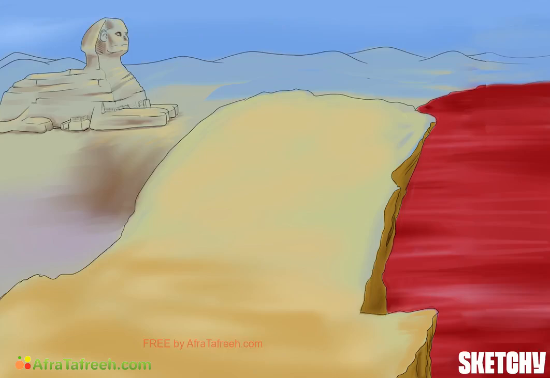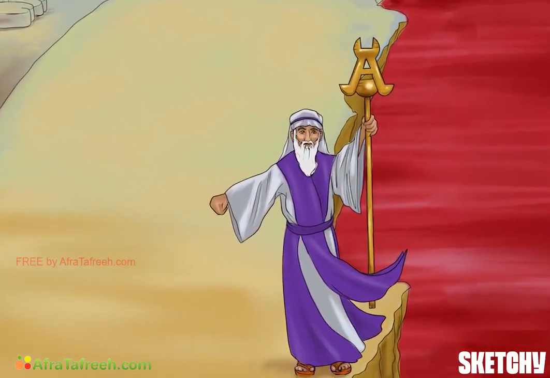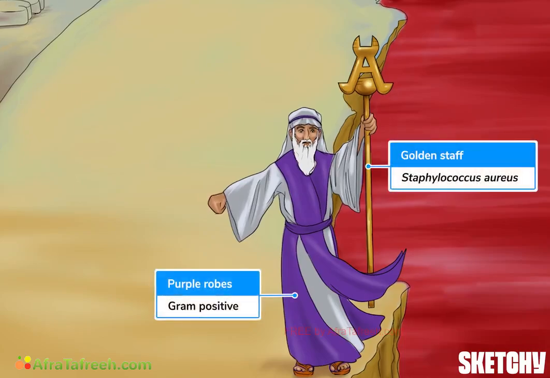So we took this idea of it being a golden staphylococcus, or golden staph, and we've called this scene the golden staph of Moses. I hope you enjoy it. Here's Moses. He's carrying a very impressive golden staff, the golden staff of Staph aureus. Notice his robes are violet. We did this because Staph aureus is gram-positive.